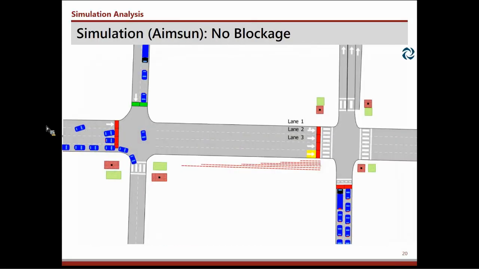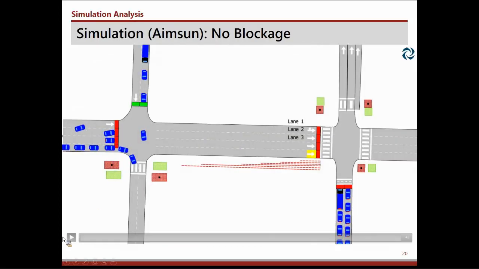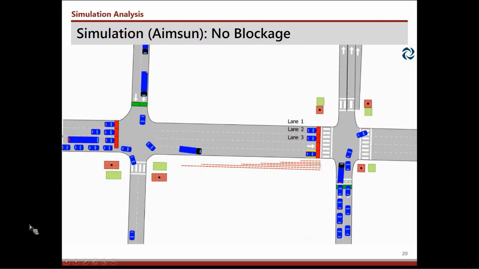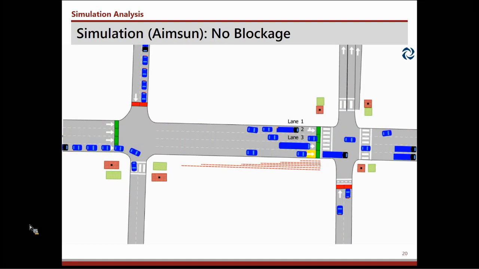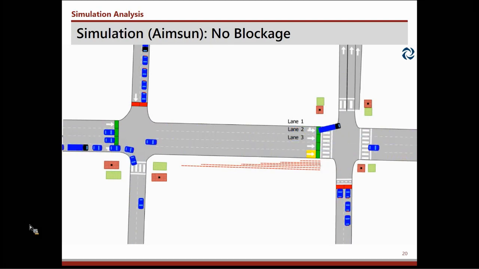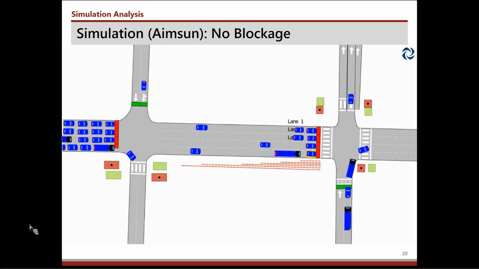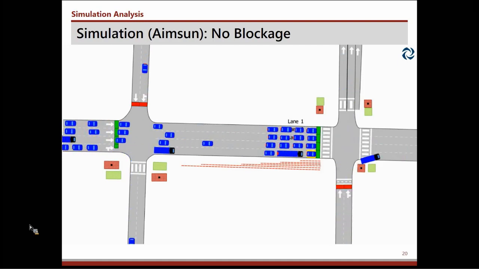So when we do this, I have some videos here. This is one. You can see that the turning vehicles go excruciatingly slowly. That's to account for the effect of the pedestrians. And relatively light traffic volume. We can see the vehicles sort of filling in.